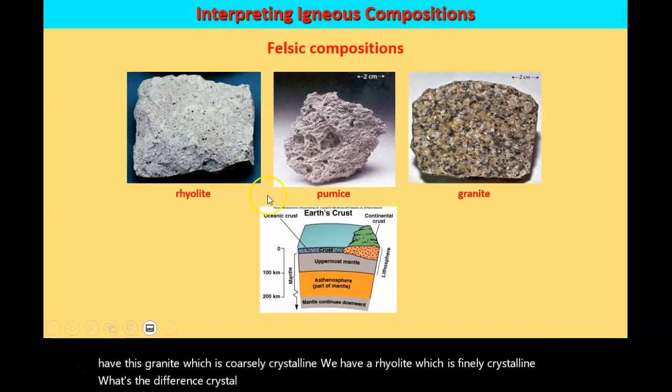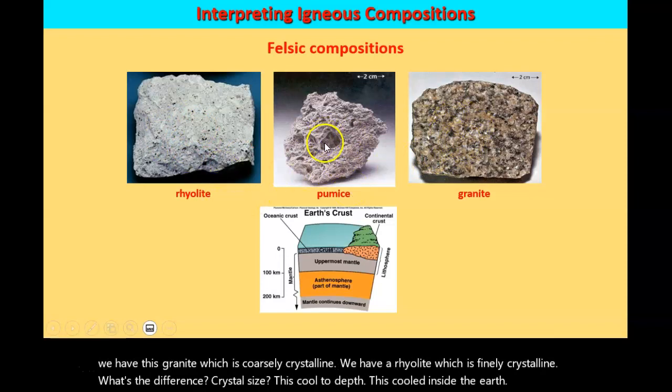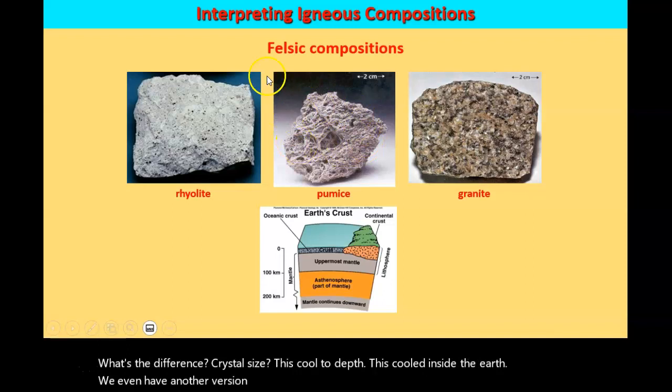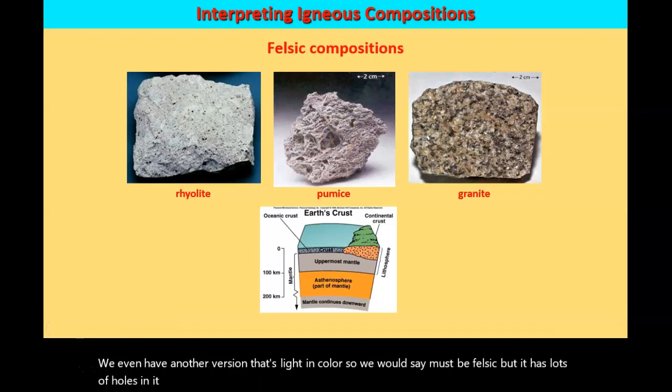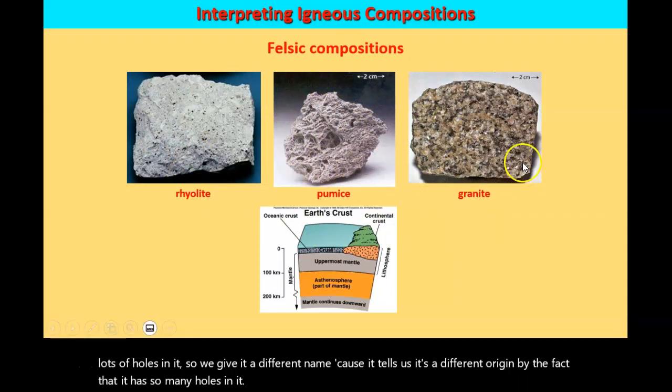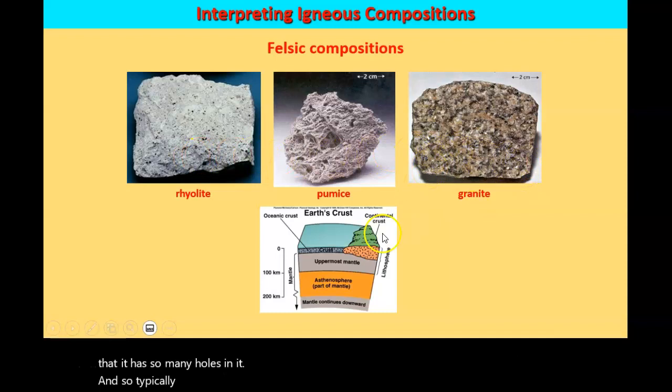This cooled at depth, this cooled inside the earth. We even have another version that's light in color, so we would say it must be felsic, but it has lots of holes in it, so we give it a different name because it tells us it's a different origin by the fact that it has so many holes in it. Okay, and so typically these compositions are found in the continental crust.